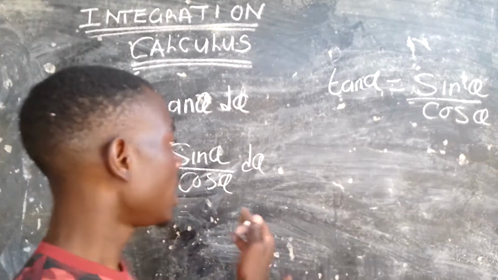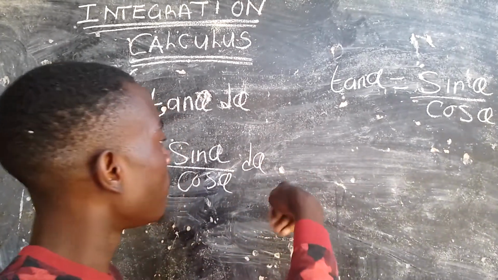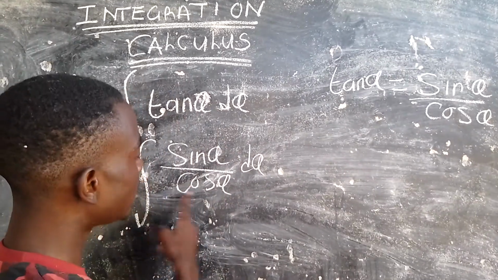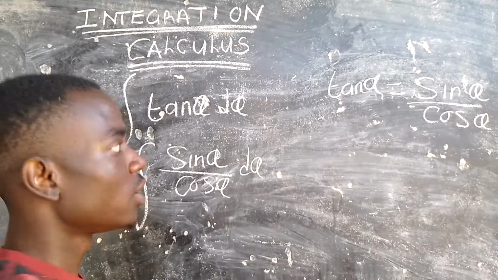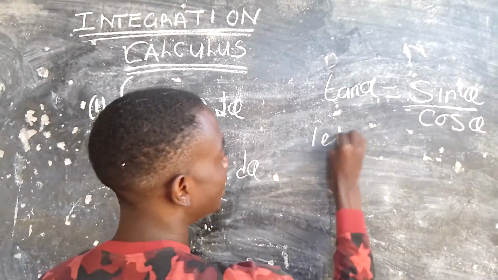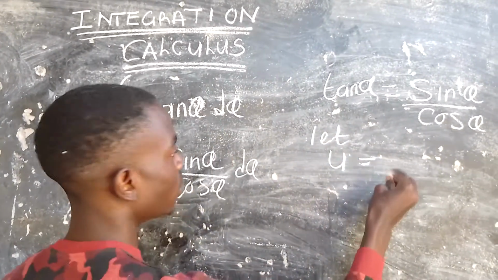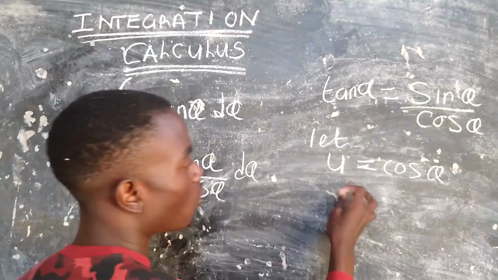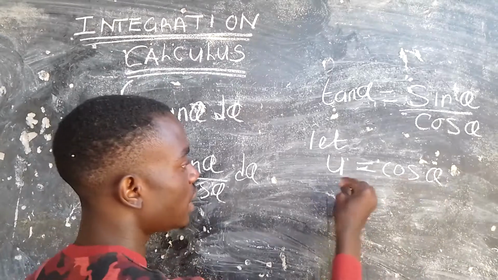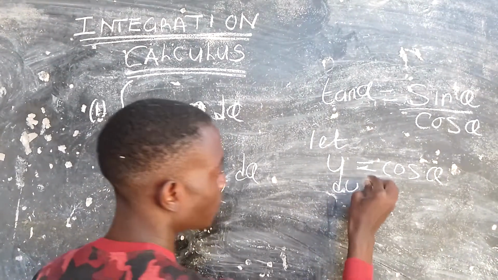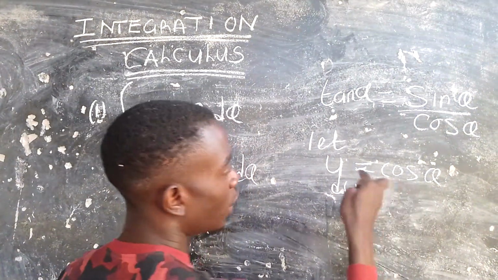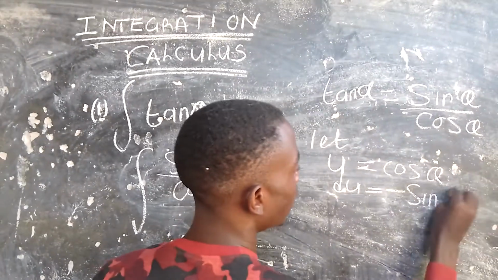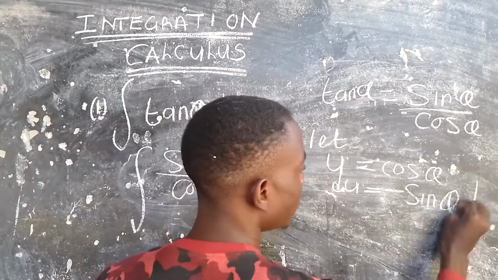We can take this from the theta world, then we take it to the u world. So I'm going to let this guy here equal u. So I'm going to say let u equal to cosine theta. Then I'm going to differentiate u with respect to theta. So we say du is equal to, now dy dx of cosine theta is simply negative sine theta. Then we say d theta.